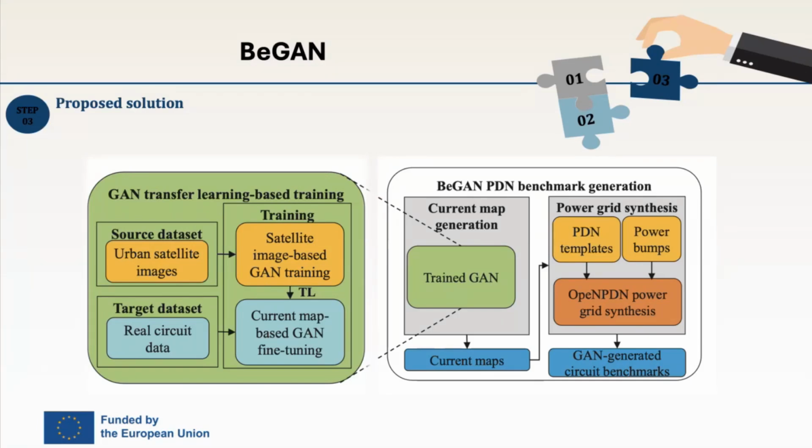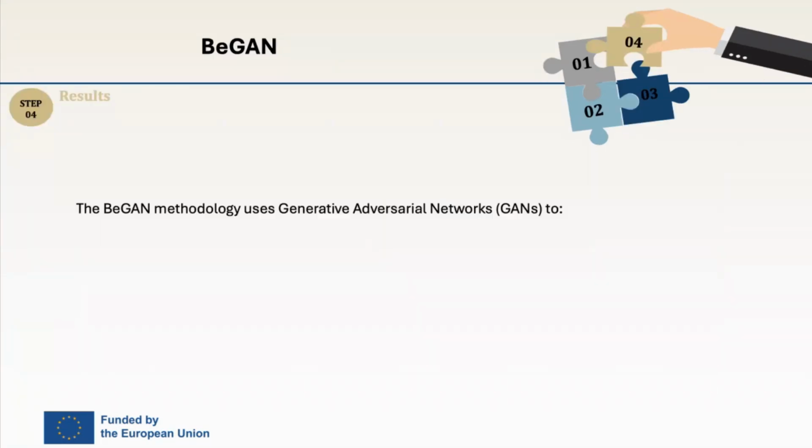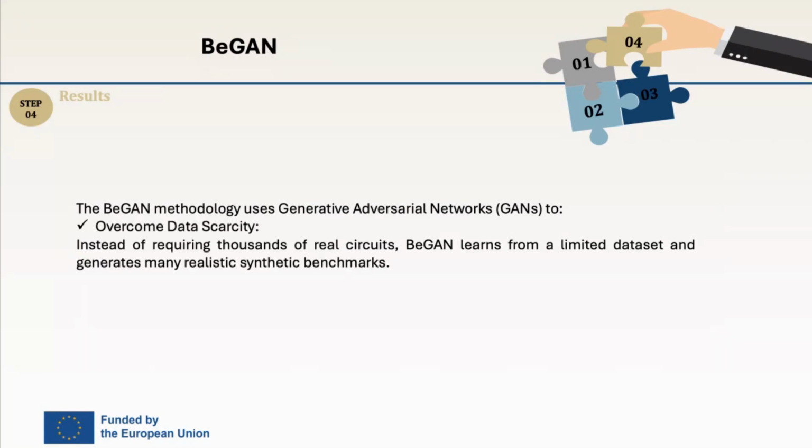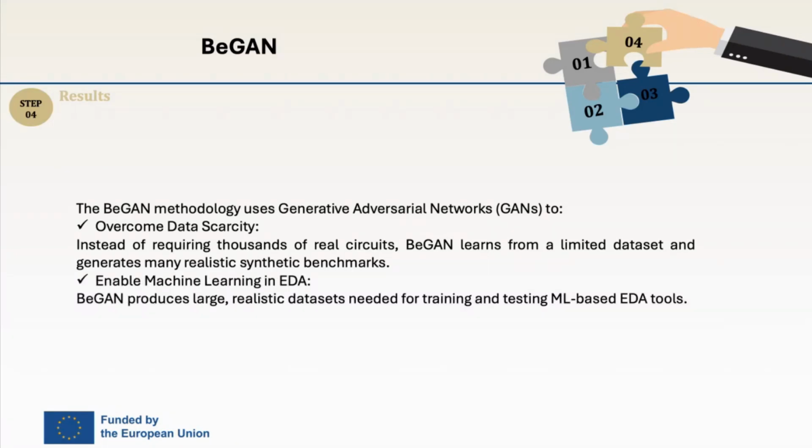So by using GAN, we can overcome the data scarcity and the benchmark scarcity by generating enough images to train or to validate a new method. And also with the GAN, we don't need to train the model on a lot of data. We can use transfer learning in order to solve this problem.